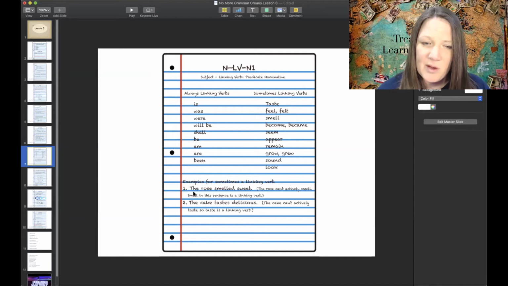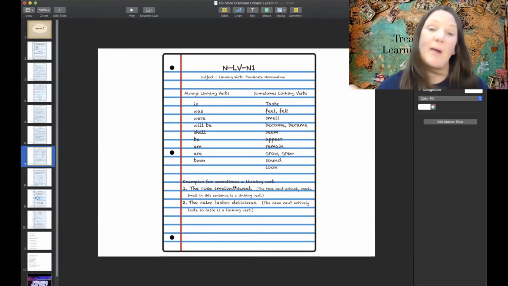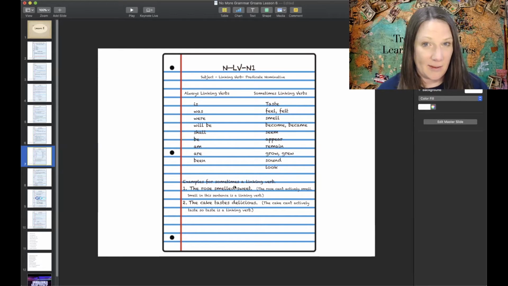So for example, the rose smelled sweet. Roses do not have noses. The rose can't smell like we can. Now we can smell stinky. That means that we have a linking verb, and the word following it is either going to be a predicate nominative. If it's a noun and it's renaming the subject, it's a predicate nominative. In number 1 here, the rose smelled sweet. Sweet is actually an adjective, predicate adjective.